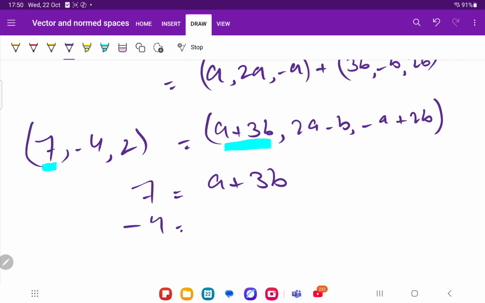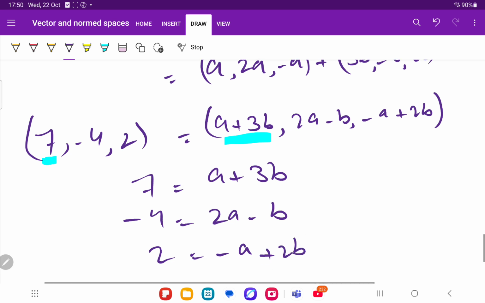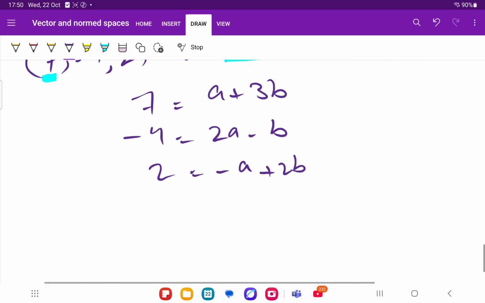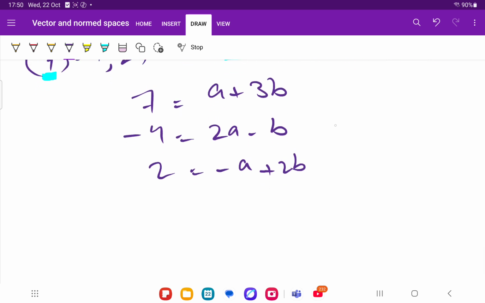For minus 4 it should be 2a minus b, and for 2 it is minus a plus 2b. Now we'll try to solve this, because we have two unknowns and three equations, so it can be solved very easily. Let's consider this is equation A, this is equation B.